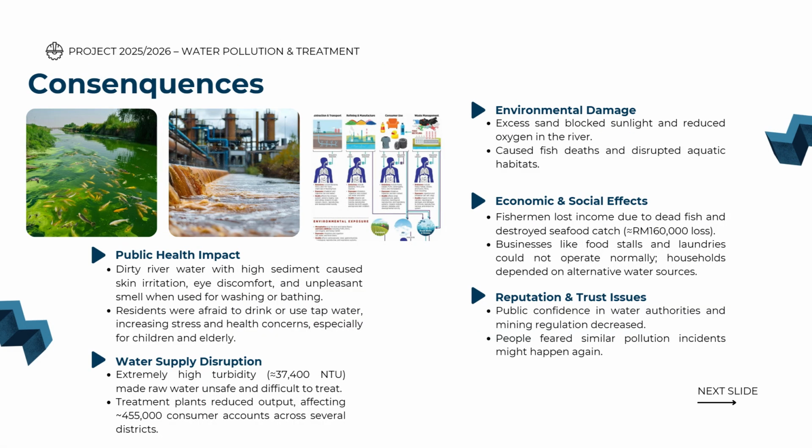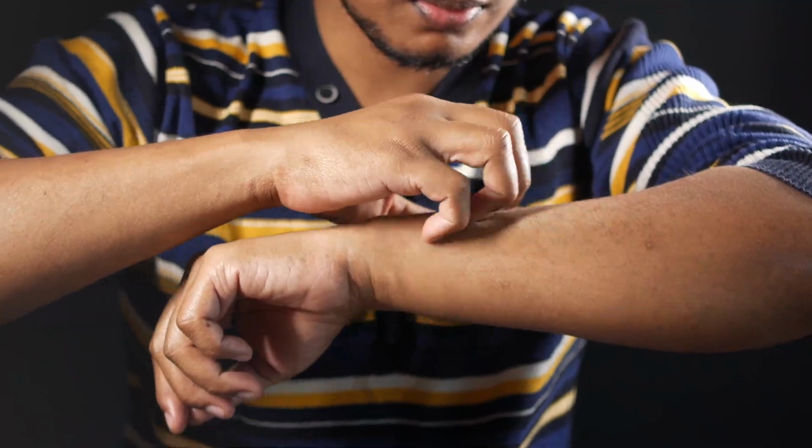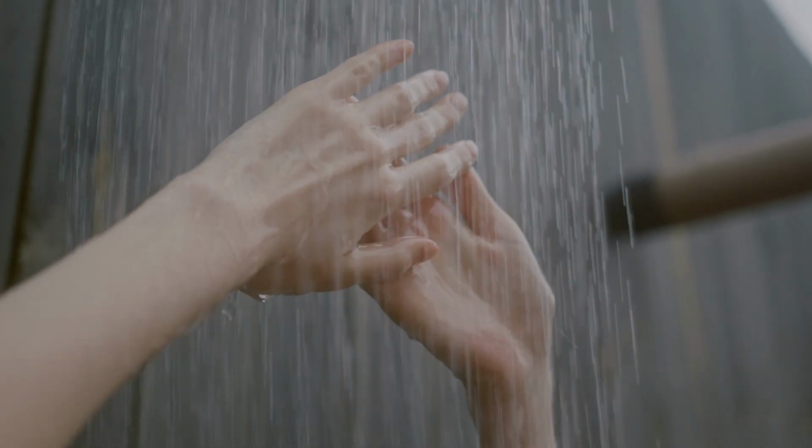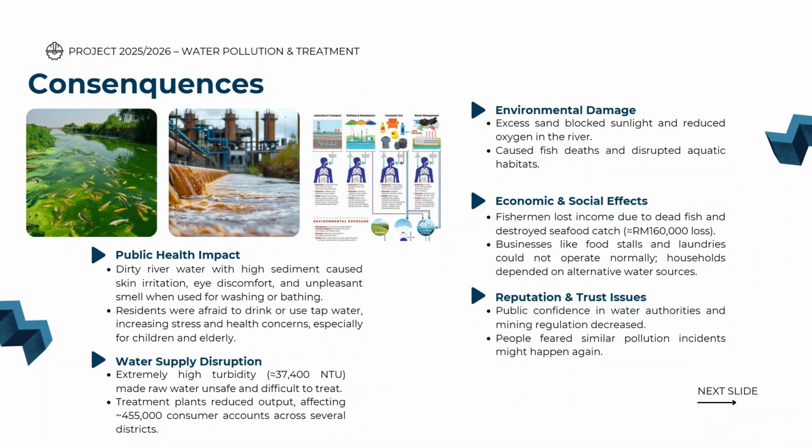The pollution incident originated from the rupture of a sand-washing pond at a sand mining site. The burst released a substantial volume of sand and sediment into the river, resulting in extremely high turbidity and severely degraded water quality. This incident had immediate consequences for public health. Residents reported skin irritation, eye discomfort, and unpleasant odors during bathing and washing. Many were fearful of drinking or using tap water, which caused significant anxiety, especially among children and the elderly.